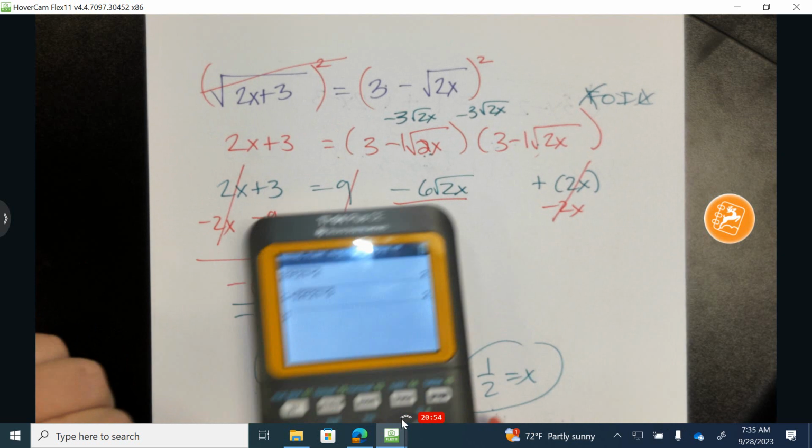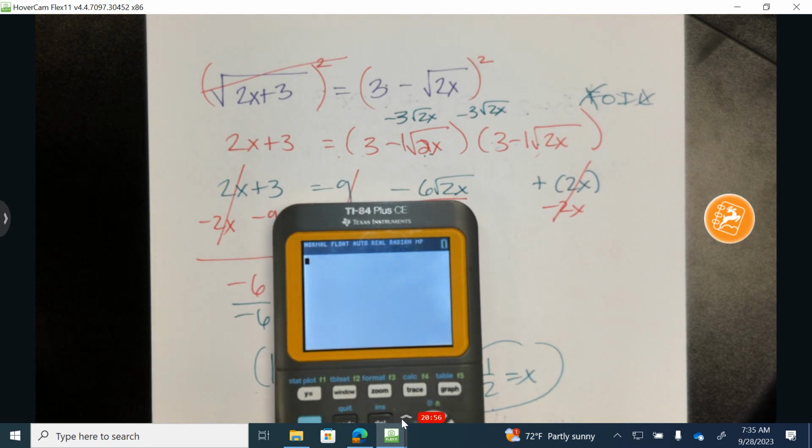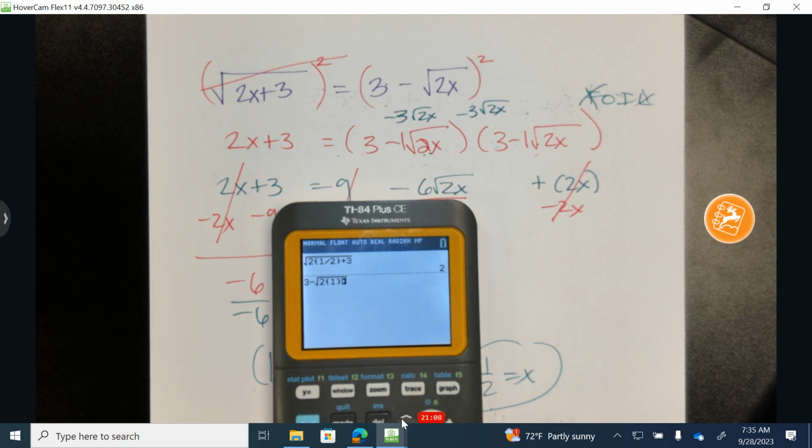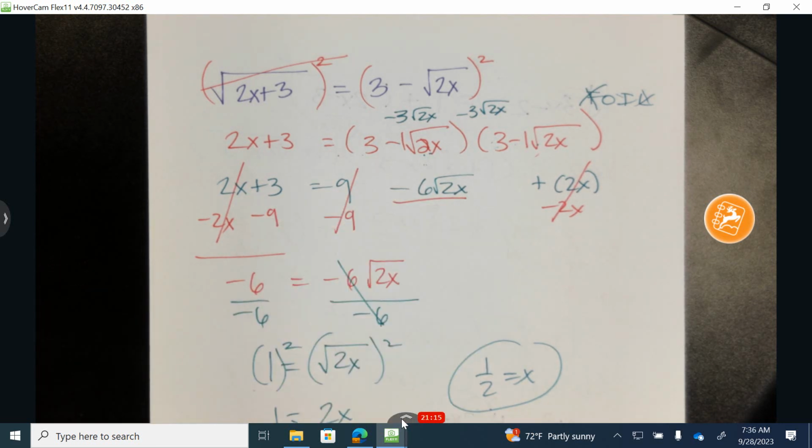Now, is that the correct answer? We got to go back and check. So I have the square root of 2 times 1/2 plus 3. That's the left-hand side. Let's check the right-hand side. 3 subtract the square root of 2 times 1/2. Oh, I wrote it down wrong. Divided by 2. So this is my left. This is my right. Since the left side equals the right side, I know 1/2 is the correct answer. Okay?